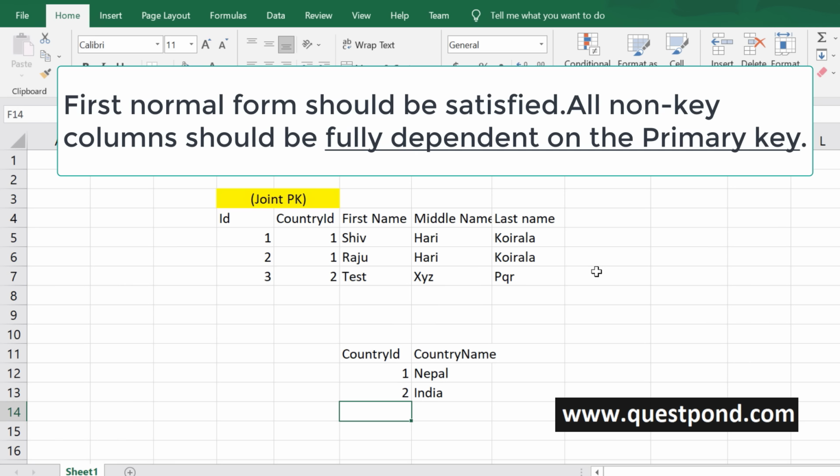So we say that a table is in second normal form when there is no non-key column which is partially dependent on the primary key. It should be fully dependent on the primary key.